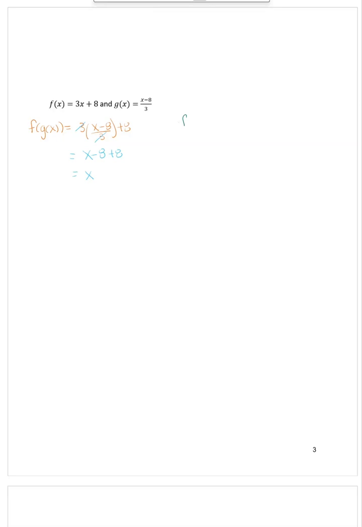Now, g of f of x. Now we're going to take this and plug it into our x. So we're going to have (3x plus 8 minus 8) over 3. 0 again. 3x over 3. This is going to be x. So again, they're inverses. That's kind of what we really want them to be.